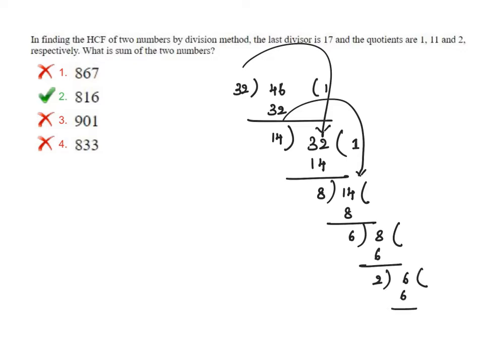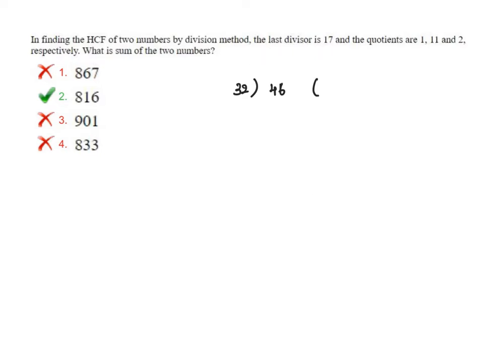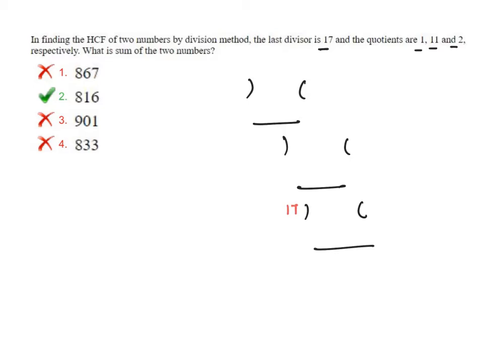You have to do this process till you get the remainder 0. Now this is called the long division method. By using the same method, we are going to do this. Now see here, he says 17 is the last divisor and the quotients are 1, 11, 2. First draw this. So I have drawn this. 17 is the last divisor. The quotients are 1, 11, now 2.